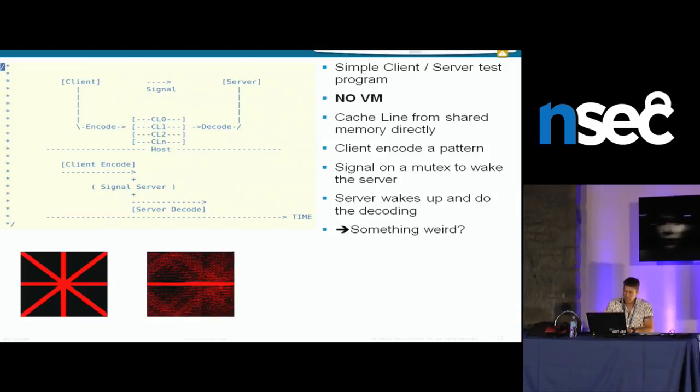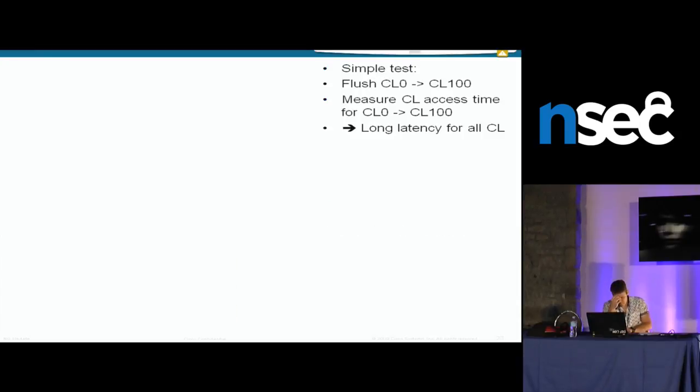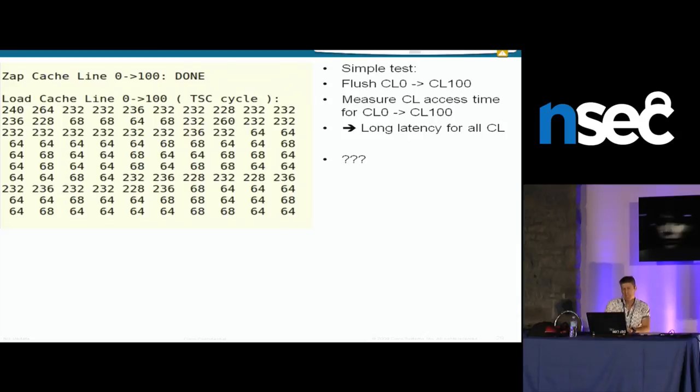And here, the decoding is all messed up, but there is a clear pattern in it, so something weird is going on. I had to take a step back, and I wrote a simple test program that flushes all the cache lines from, let's say, 0 to 100, and I read them back and measure the latency. I'm expecting a long latency for all the cache lines. Now you see the result. Some of those cache lines show long latency, 200 plus is long latency, but lots of the other cache lines are already loaded. So there was something else going on in the background here.